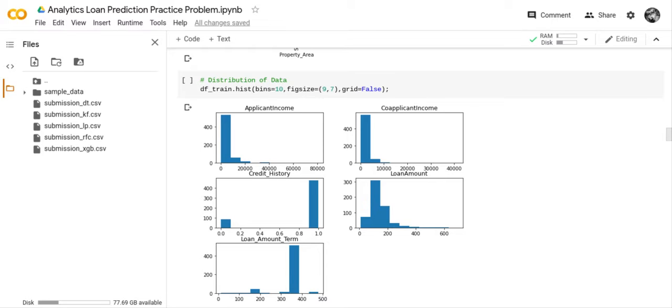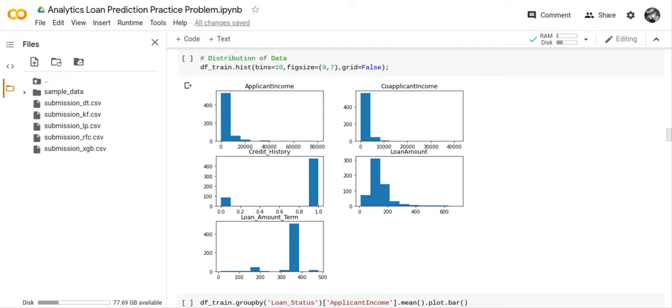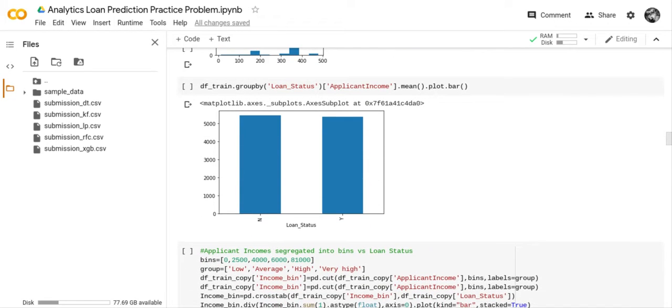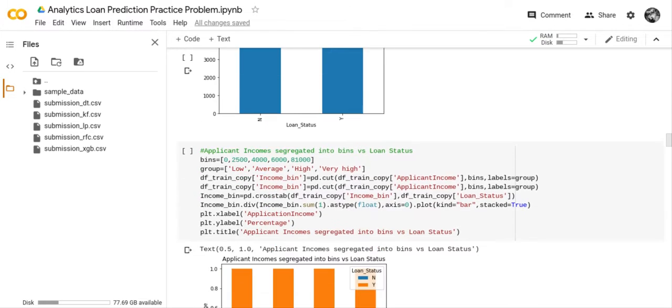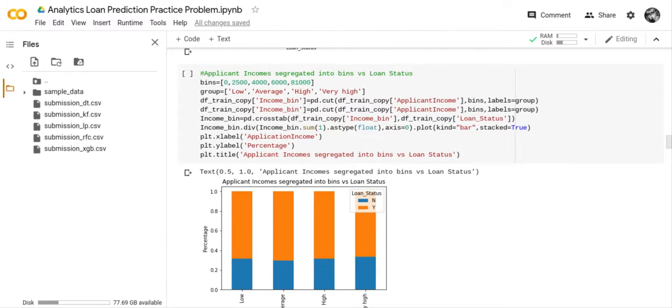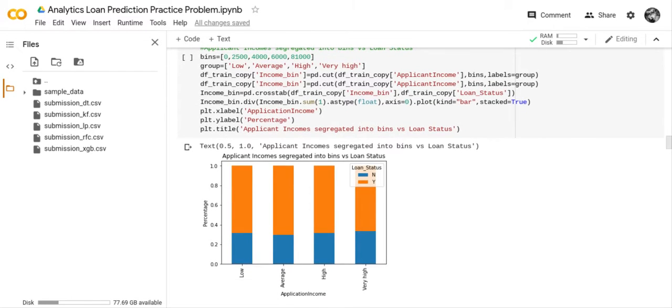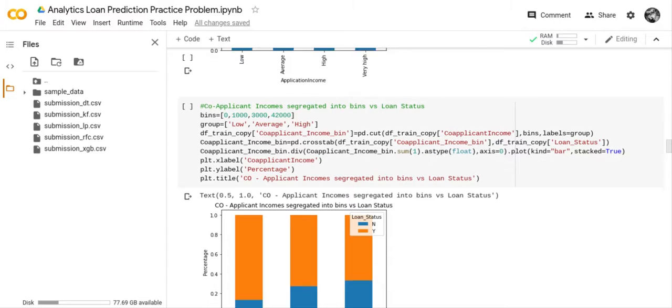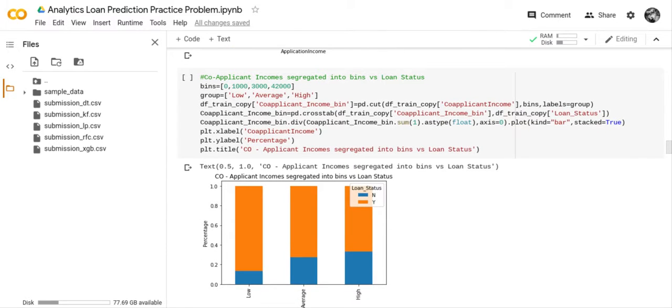So now we check the distribution of data, do some more graphs, and give you some more information about the type of people that get loans approved. And then we did a group by with the loan status and the applicant income. So we did some more graphs, more applicant incomes, and at this point we put them in bins of low, average, high, very high, and we plotted the graph on that. Plotted a graph on the co-applicant incomes.